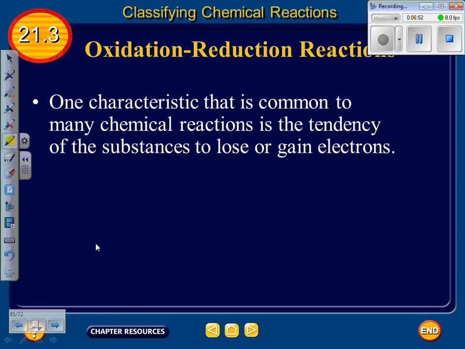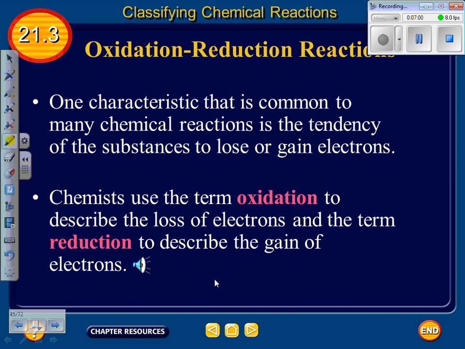One characteristic that's common to many chemical reactions is the tendency of the substances to lose or gain electrons. Chemists use the term oxidation to describe the loss of electrons and the term reduction to describe the gain of electrons.